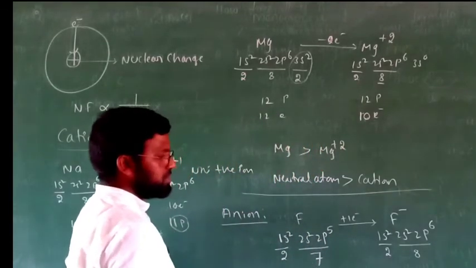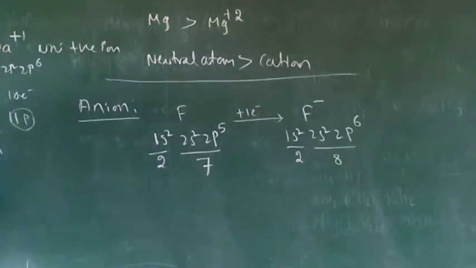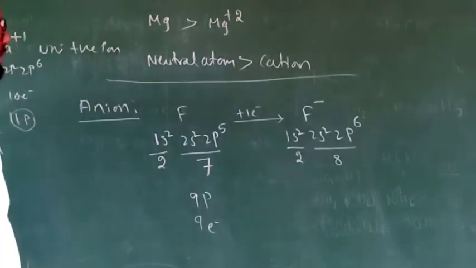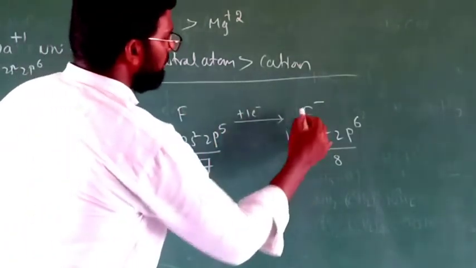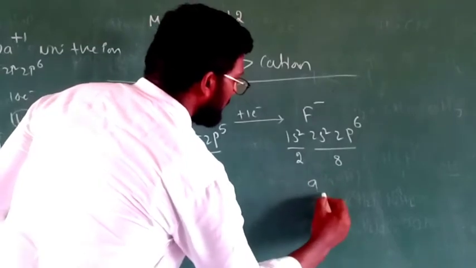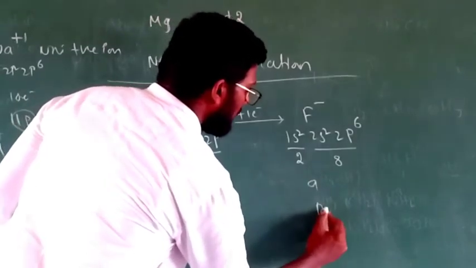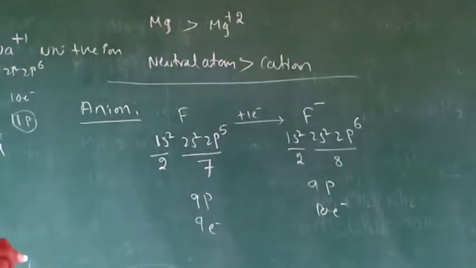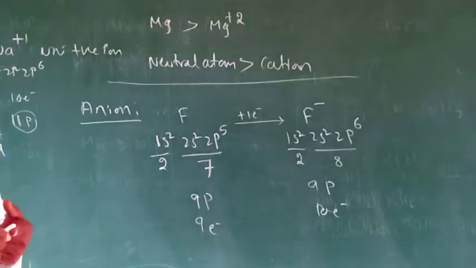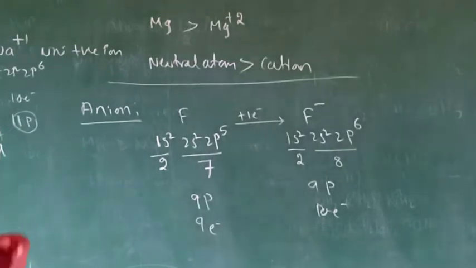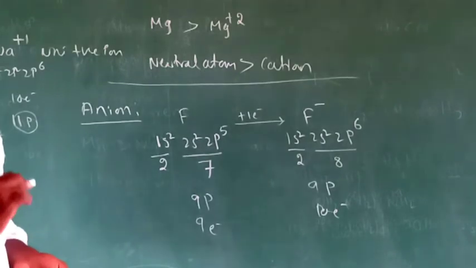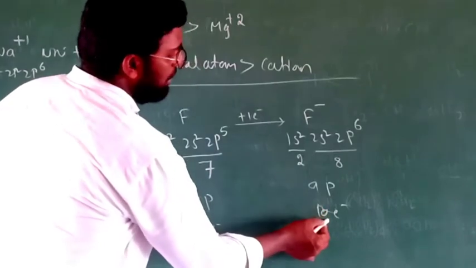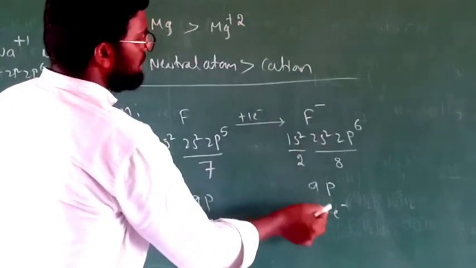So it becomes stable. Since its atomic number is 9, it has 9 protons and 9 electrons. But due to the gaining of 1 electron, the F minus anion will have 10 electrons, but the number of protons will be the same. There will be no change in the number of protons, whether it is a neutral atom, cation or anion. Only the number of electrons changes. Since the number of electrons is greater by 1 unit, it has got minus 1.